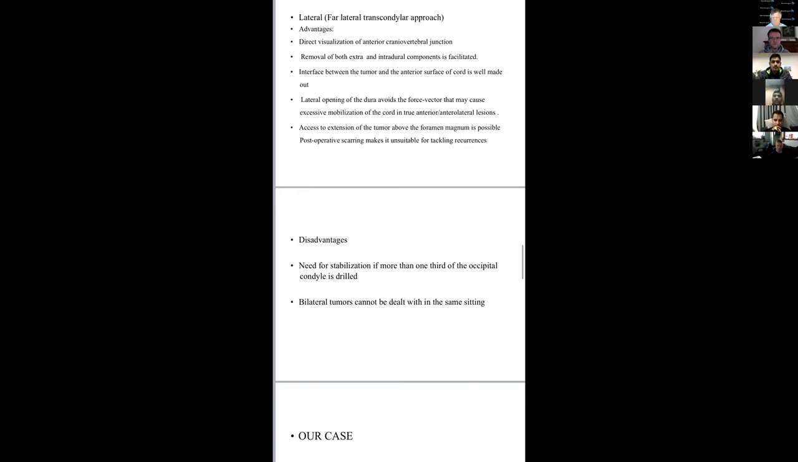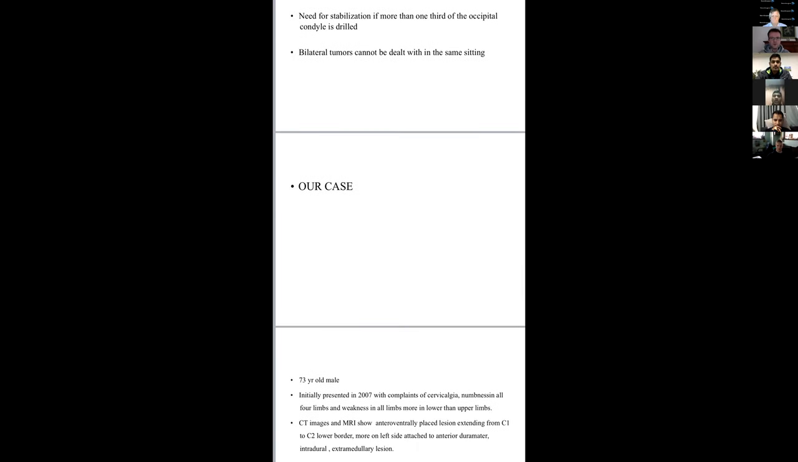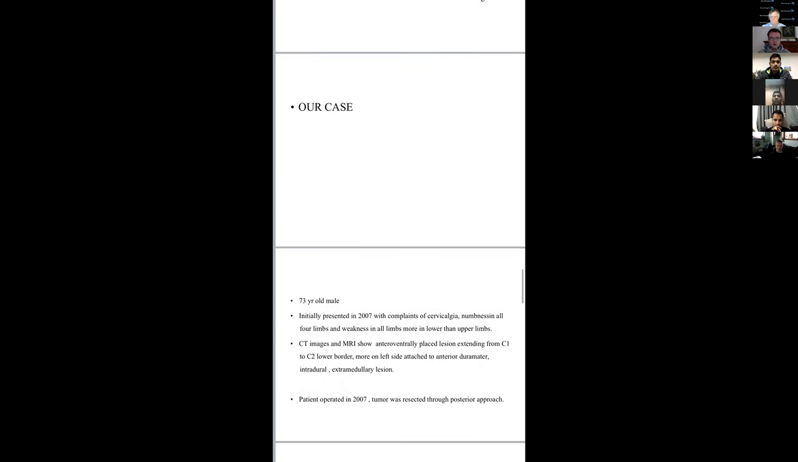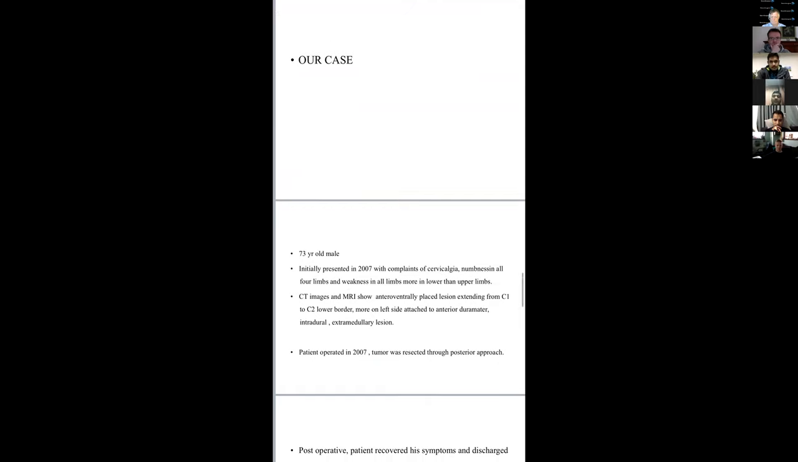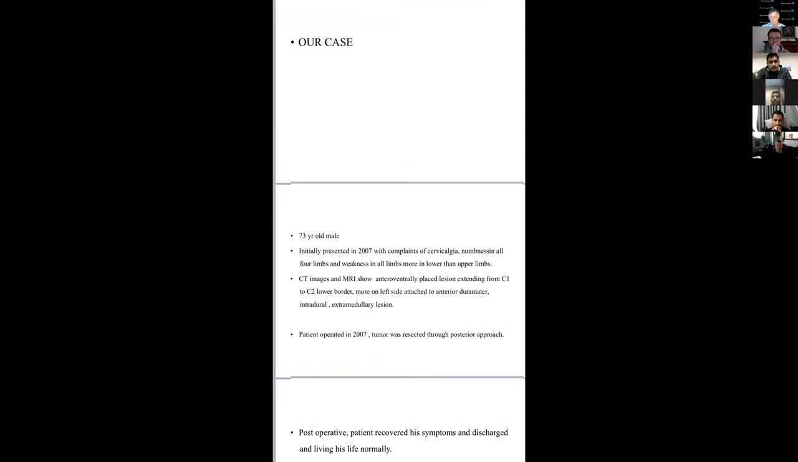So coming to our case, which we operated last week, he is a 73-year-old male. Initially presented in 2007 with complaints of cervicalgia, numbness in all the limbs, and weakness in all limbs, more in the lower than upper limbs. CT and MRI show an anteroventrally placed lesion extending from C1 to the C2 lower border, more on the left side, attached to the anterior dura, an intradural extramedullary lesion.